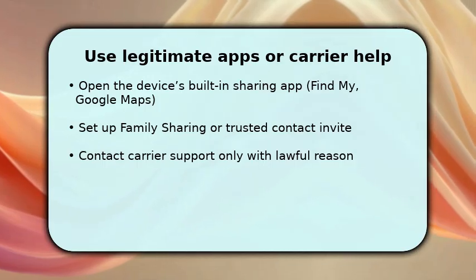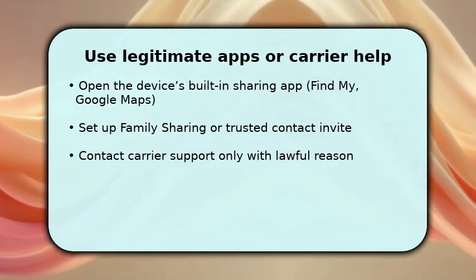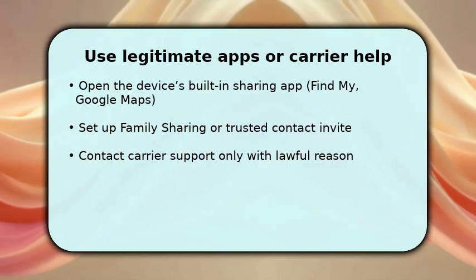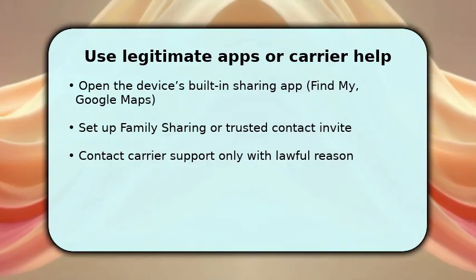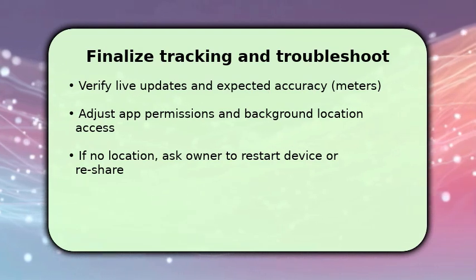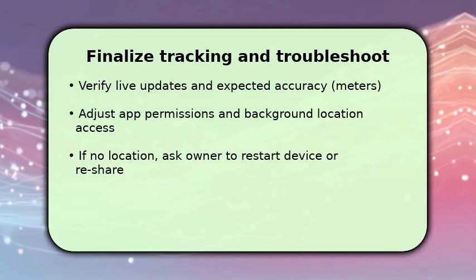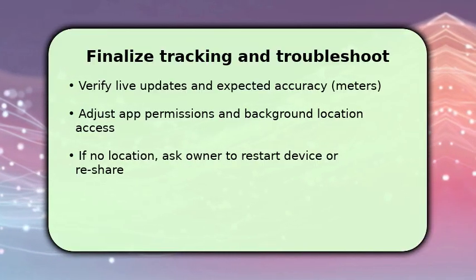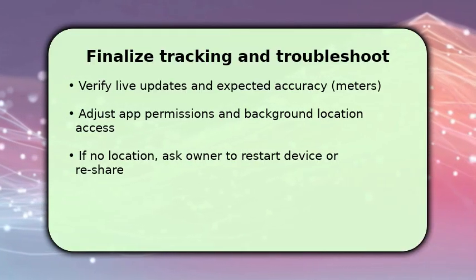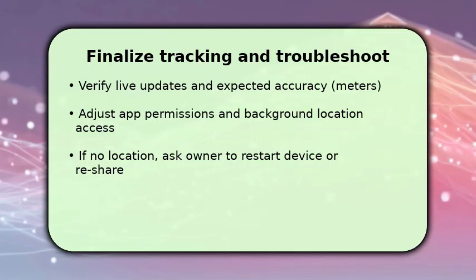Make sure to check location accuracy and refresh intervals because GPS, Wi-Fi, and cell triangulation affect precision and update frequency. To complete the process, confirm the location feed is active and note expected precision in meters. If you lose updates, make sure the app has background location permission and that battery saver is off. Once done, test by having the owner move a short distance so you can see changes.